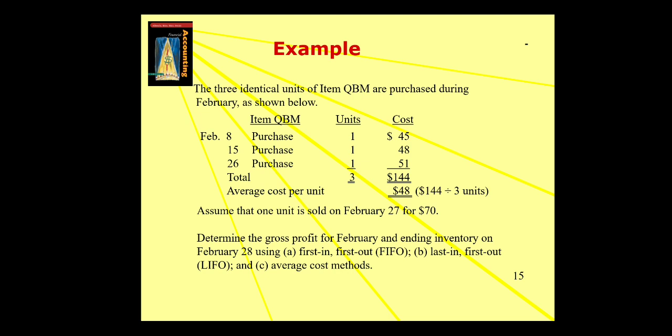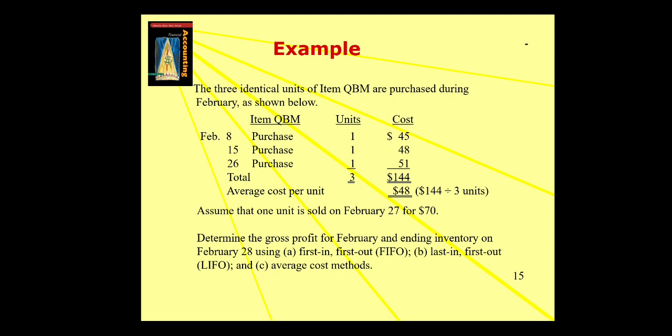So this question also shows the average cost per unit. How to calculate the average cost per unit? $144 total cost divided by the total units, which is 3 units, equals $48. Okay, and then the question says, assume that 1 unit is sold on February 27 for $70.